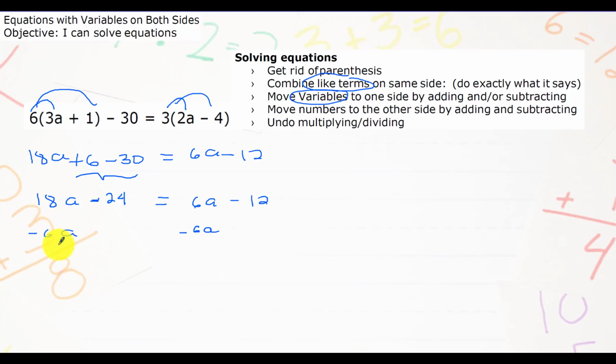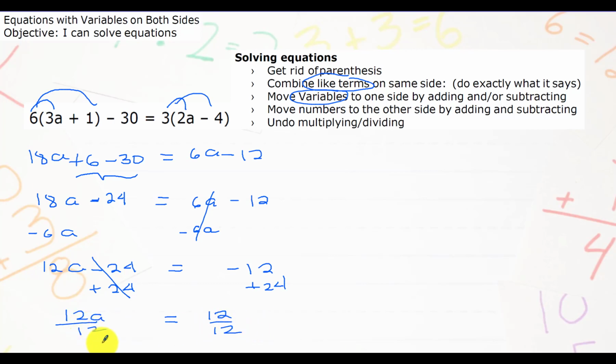We'll get 18a minus 6a is equal to 12a. Bring down your negative 24, or minus 24. Cancel this one out using additive inverse. Bring down your negative 12. Undo our negative 24 by using the addition property. Add 24 to both sides. Bring down 12a. Negative 12 plus 24 is equal to 12. And then using the division property, we will get a equals 1.